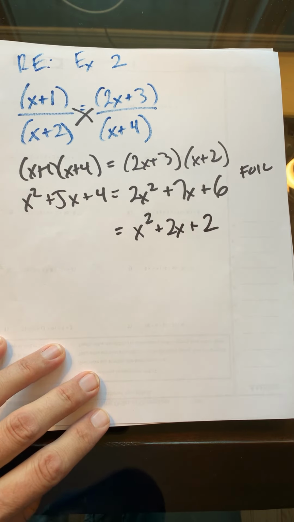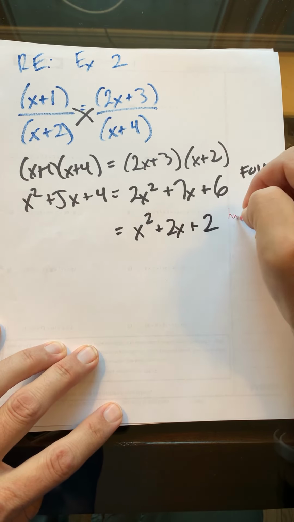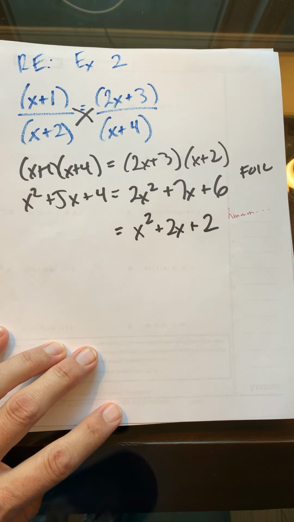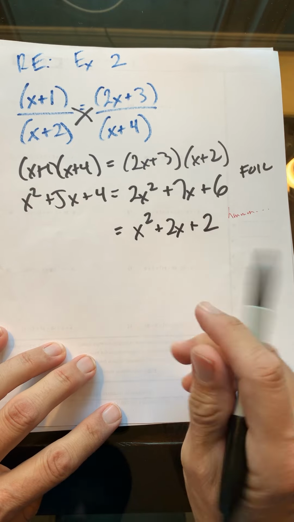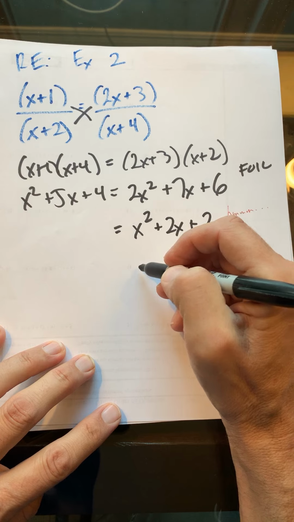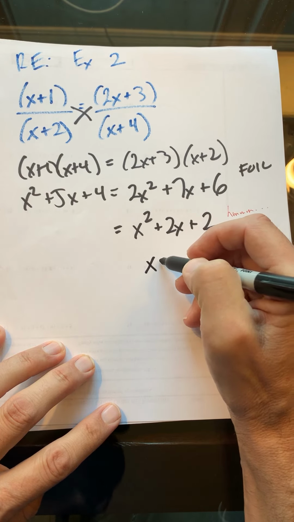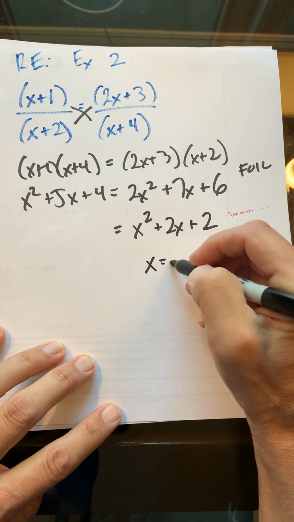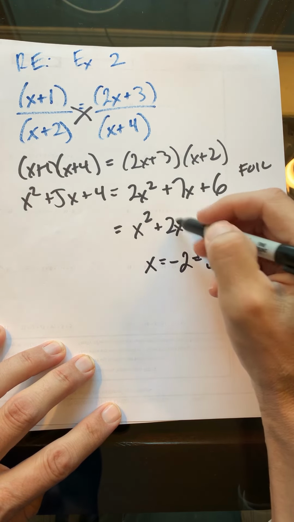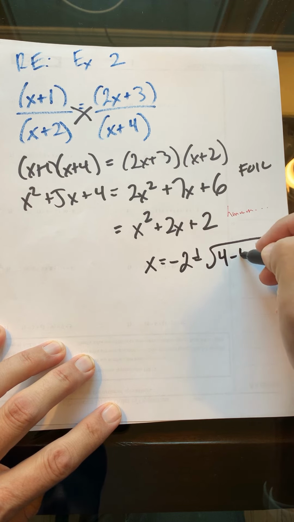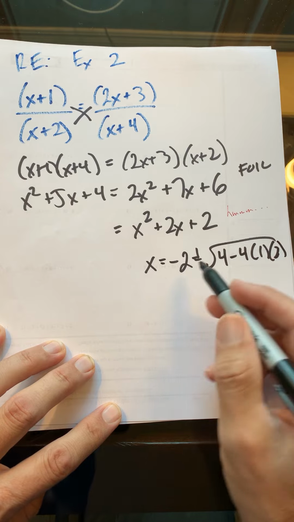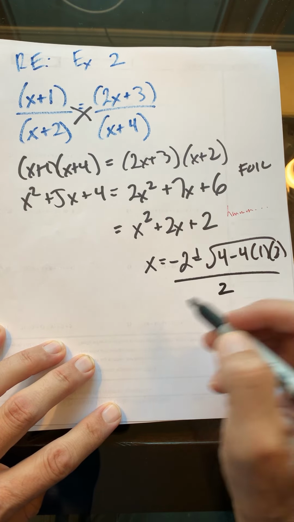And now that I'm here, if I can factor this, I try to find two numbers that add to 2 and multiply to 2. I can't find them, so I'm going to use the quadratic formula. So I'll just do it here, x equals negative b plus or minus the square root of b squared, so 2 squared is 4, minus 4 times a is 1, c is 2, all over 2a, which is just 2.